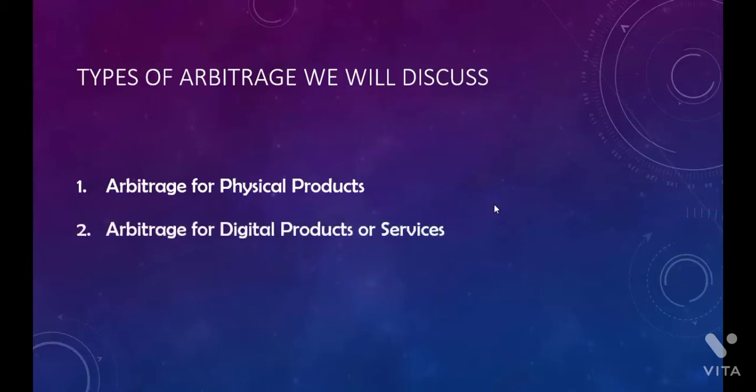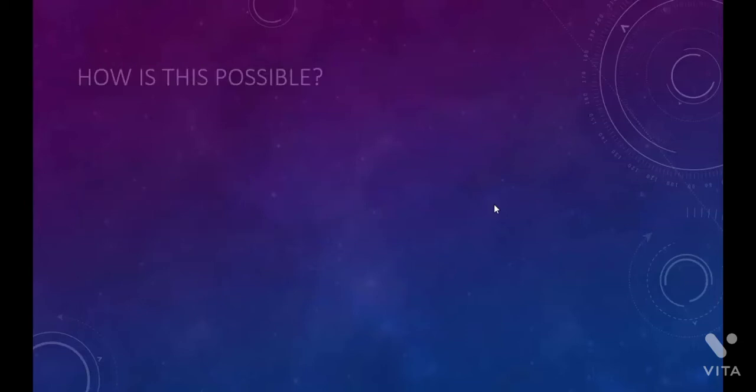Then we will also discuss arbitrage for digital products or services, which is actually a newer type of arbitrage, so to say, but it's getting more and more traction, and it's very useful, and it can be a very lucrative business model. Now, how is this possible? How can we practically use this business model, and why especially can we use it right now, and why should we take advantage of this business model?